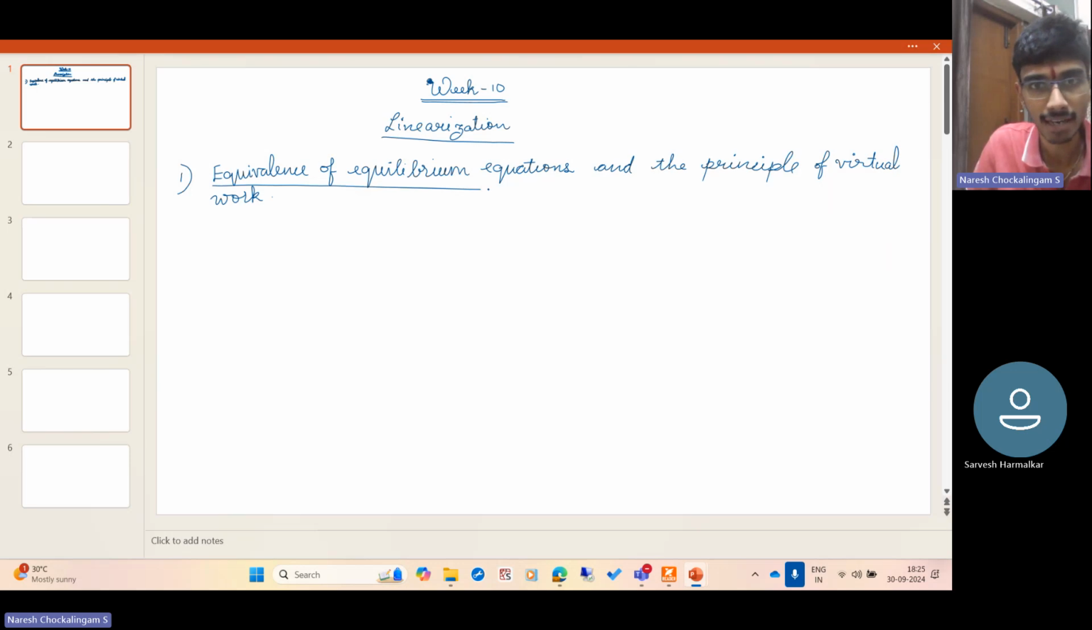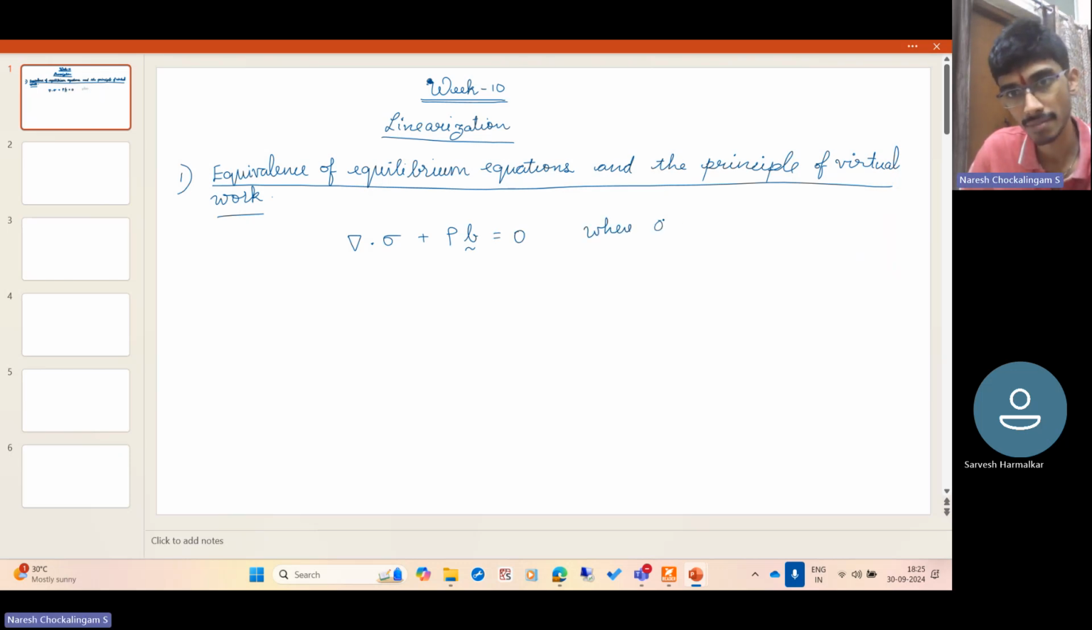First, let us start with what is the equilibrium equation in local form. It is the divergence of sigma plus rho b is equal to 0, where sigma is the Cauchy stress. The divergence of something is del by del xj; if you have a vector field, it is Vj. This is the divergence operator, and it is with respect to the spatial coordinate.